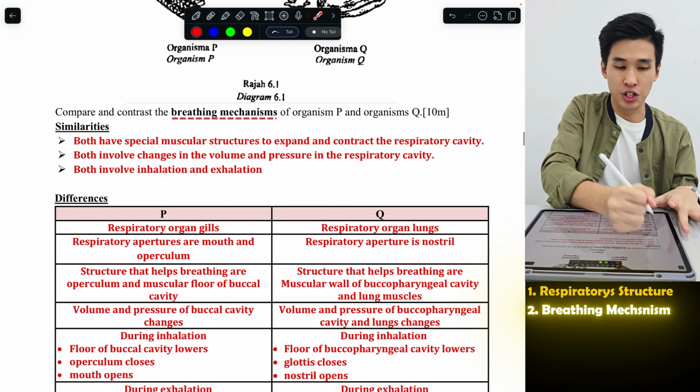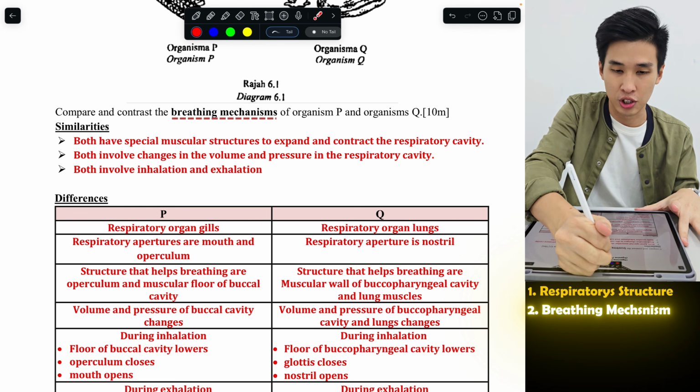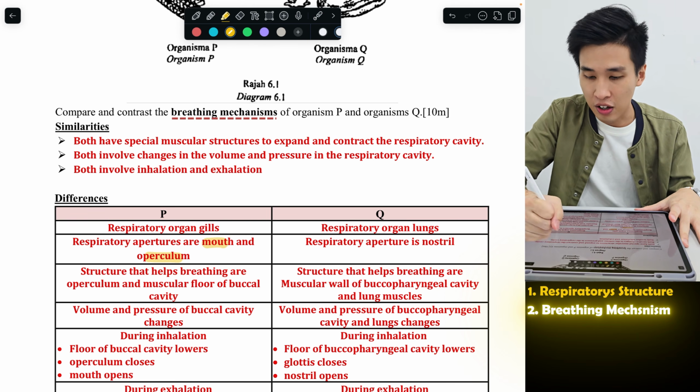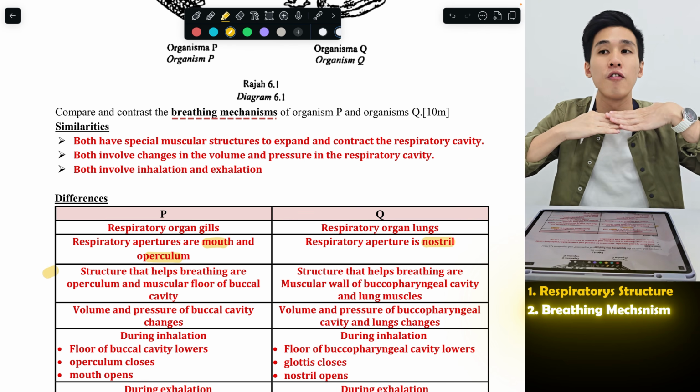Then this is the aperture. Where does air go in and out? So for fish, it's mouth and operculum, as mentioned here. Okay, this one is also the easier one. Frog is nostril. The muscle, right, for fish, right, is the floor of their mouth.